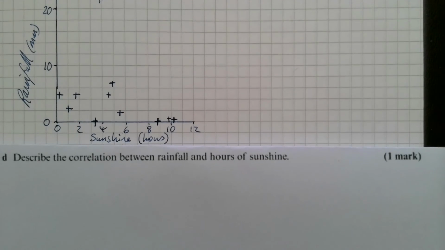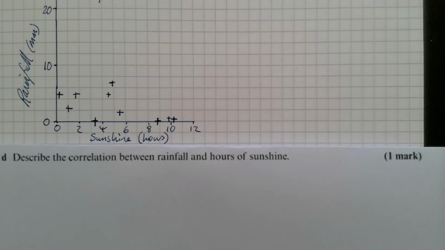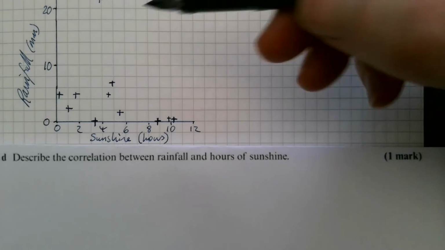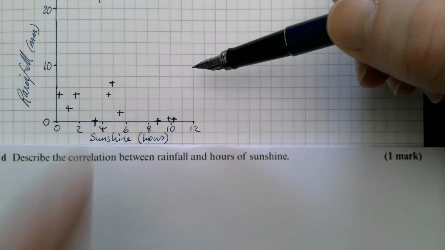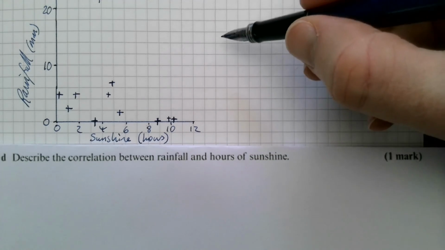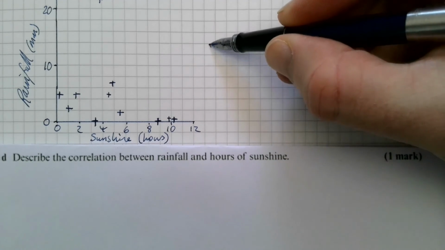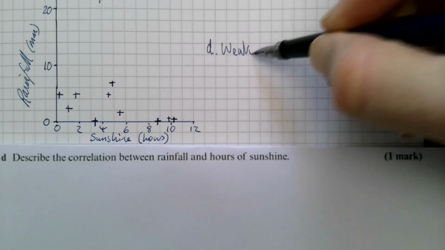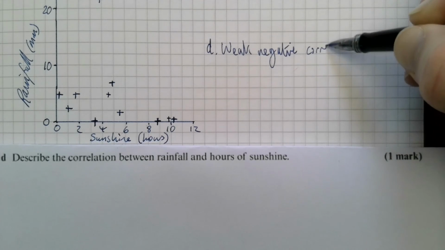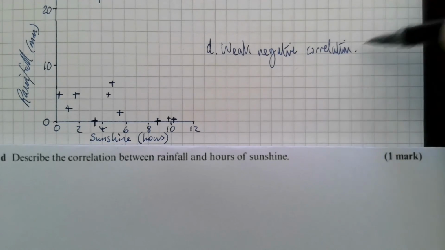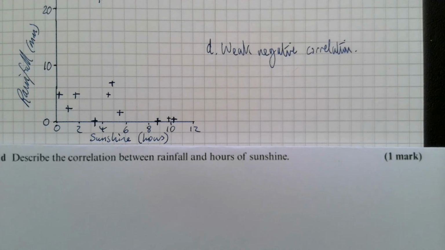First of all, describe the correlation between rainfall and hours of sunshine. And that's just, is it positive, is it negative, is it nothing at all? Well, there is a bit there, isn't it? There's only one in this part that's nothing, most of them that are nothing there. So I would call this a weak negative correlation. And then there's just going to be one bit of interpreting to do next.